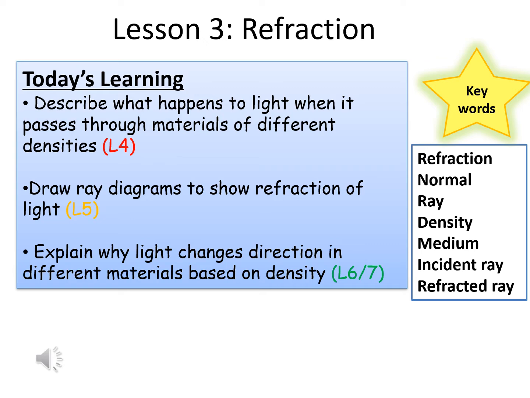Then you don't have to write them down, but I'd just like you to have a look at the learning objectives for today. We are going to describe what happens to light when it passes through materials of different densities. We're going to draw ray diagrams to show refraction of light, and we're going to explain why light changes direction in different materials based on density.